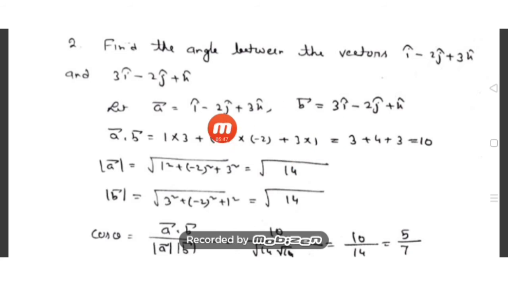That is the i cap coefficient square, that is 1 square, plus the j cap coefficient square, which is minus 2, so minus 2 square, plus the k cap coefficient square, that is 3 square. Let us do the calculation. 1 square is 1, 2 square 4, 3 square 9. So 1 plus 4 is 5, 5 plus 9 is 14. Similarly, let us calculate the value of b bar. B bar is equal to what? 3 square plus minus 2 square plus 1 square. So doing the calculation again, we have got root over 14.